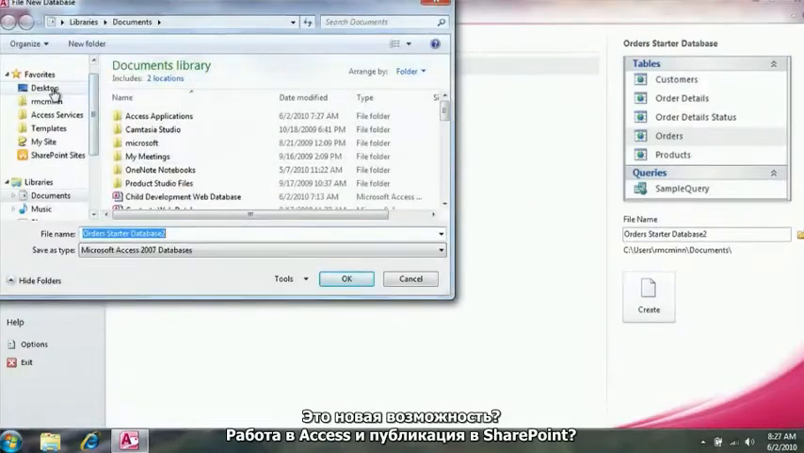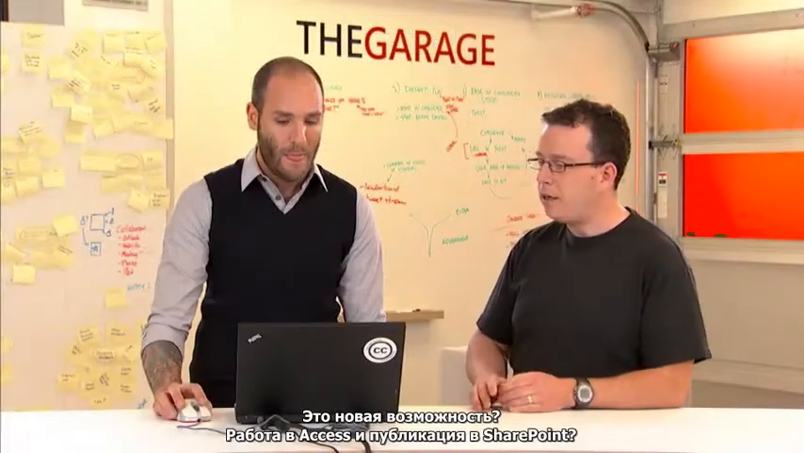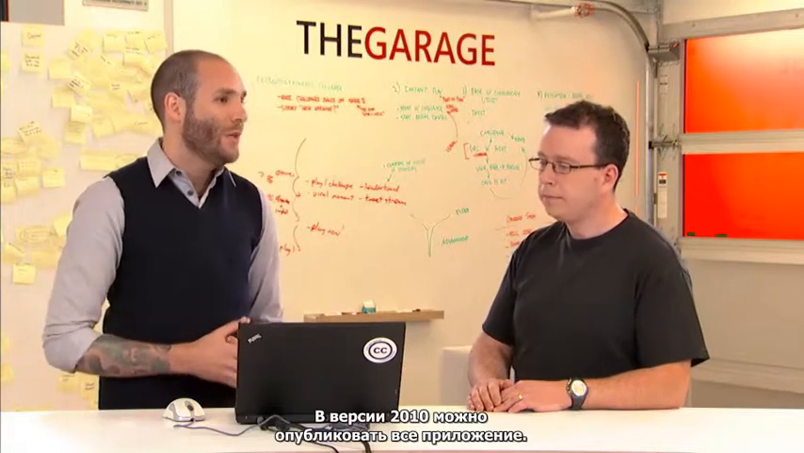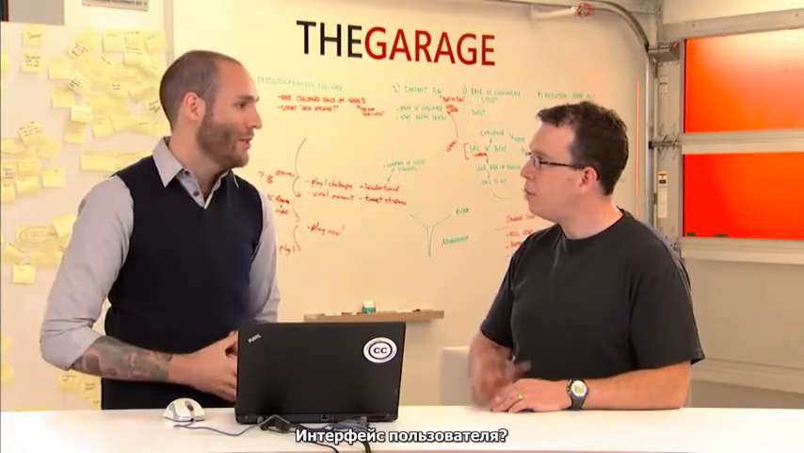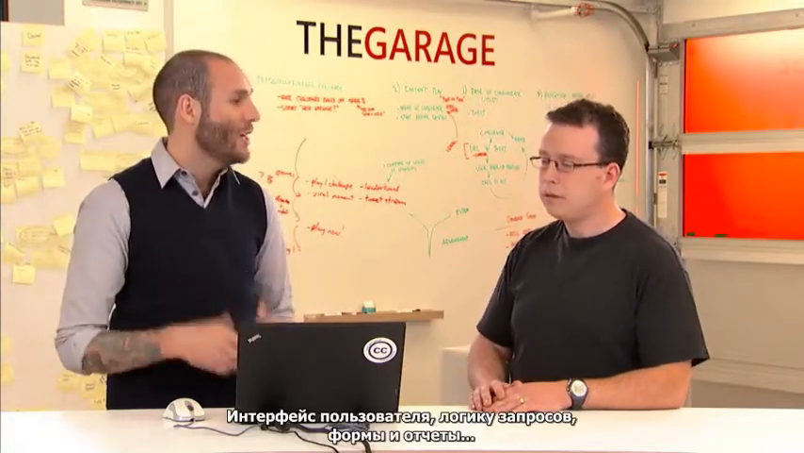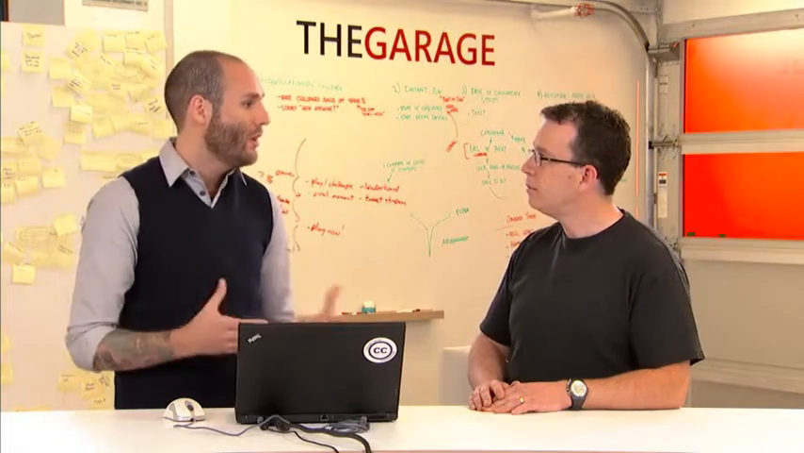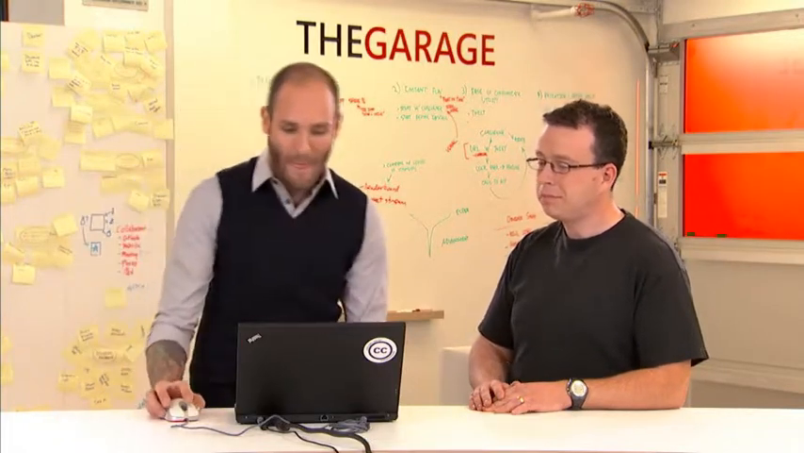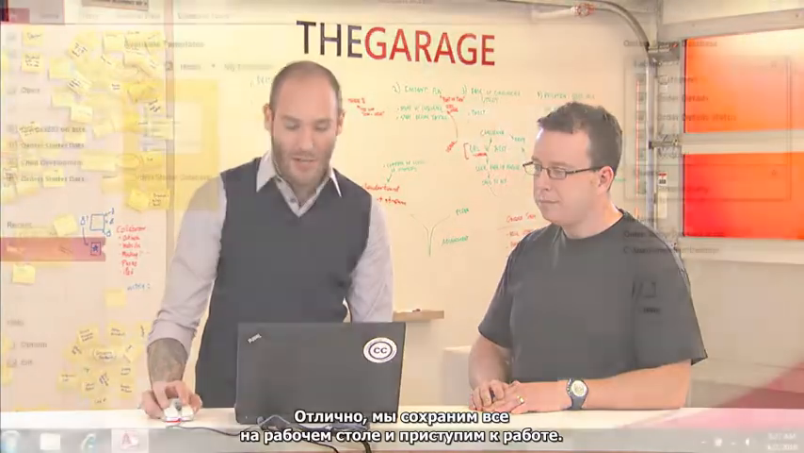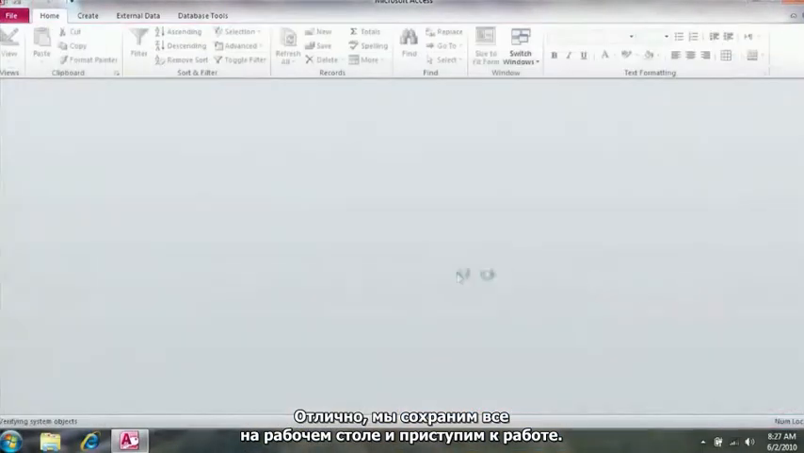So that's a new feature as well, right? This idea of taking Access and pushing it to SharePoint? Yes. So in 2007, we did the first stages of that, let you take your data and move it up into SharePoint. Now with 2010, we let you move your entire application up into SharePoint. UI and everything? UI, logic, queries, forms and reports, and you can run it all inside a web browser. It's pretty cool stuff. All right, so we're going to save that in desktop, and we'll get started.